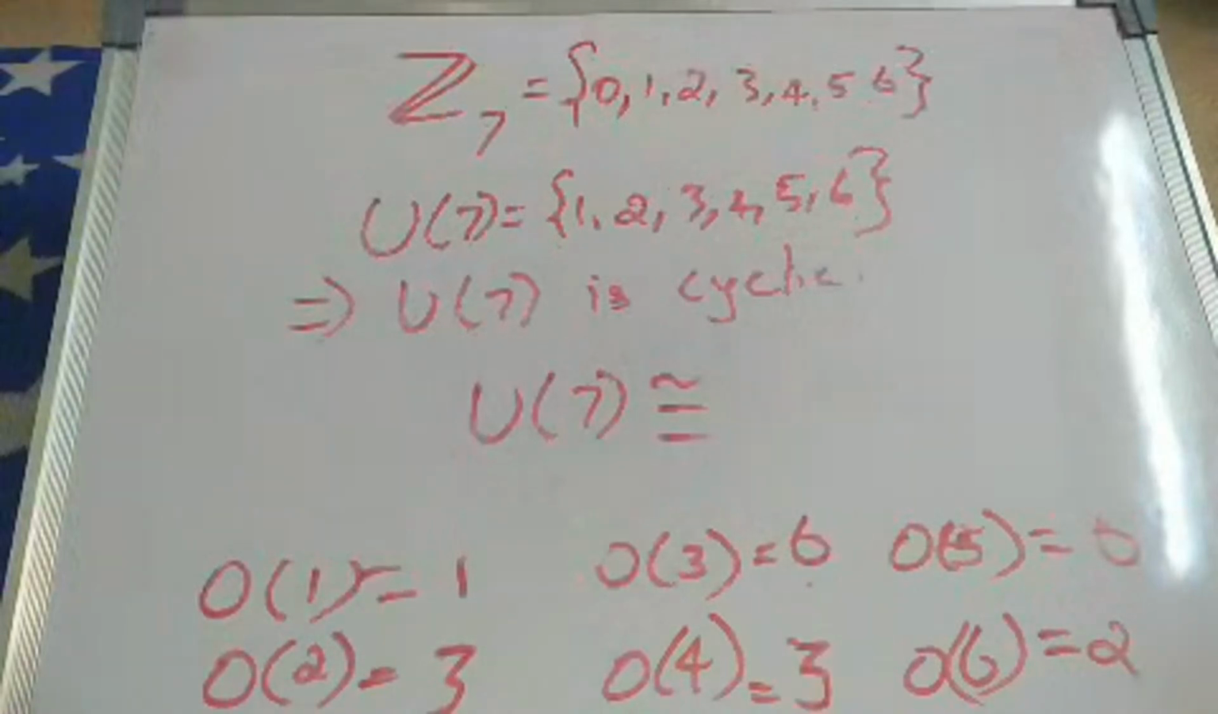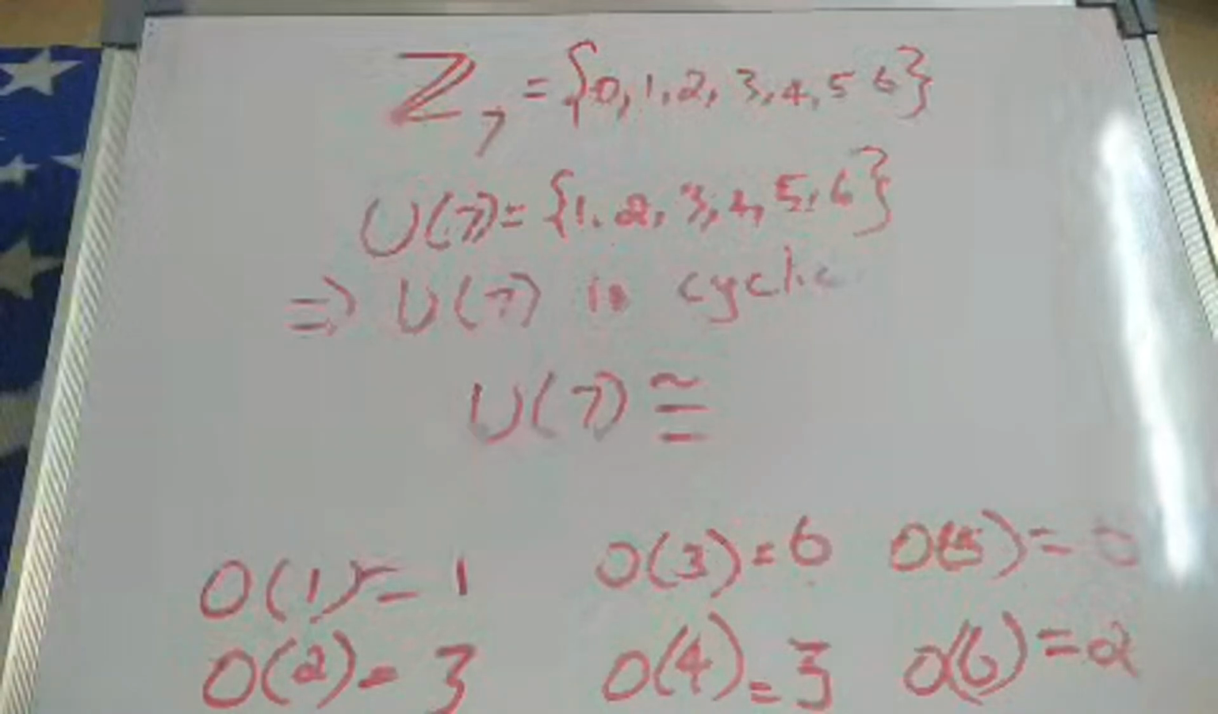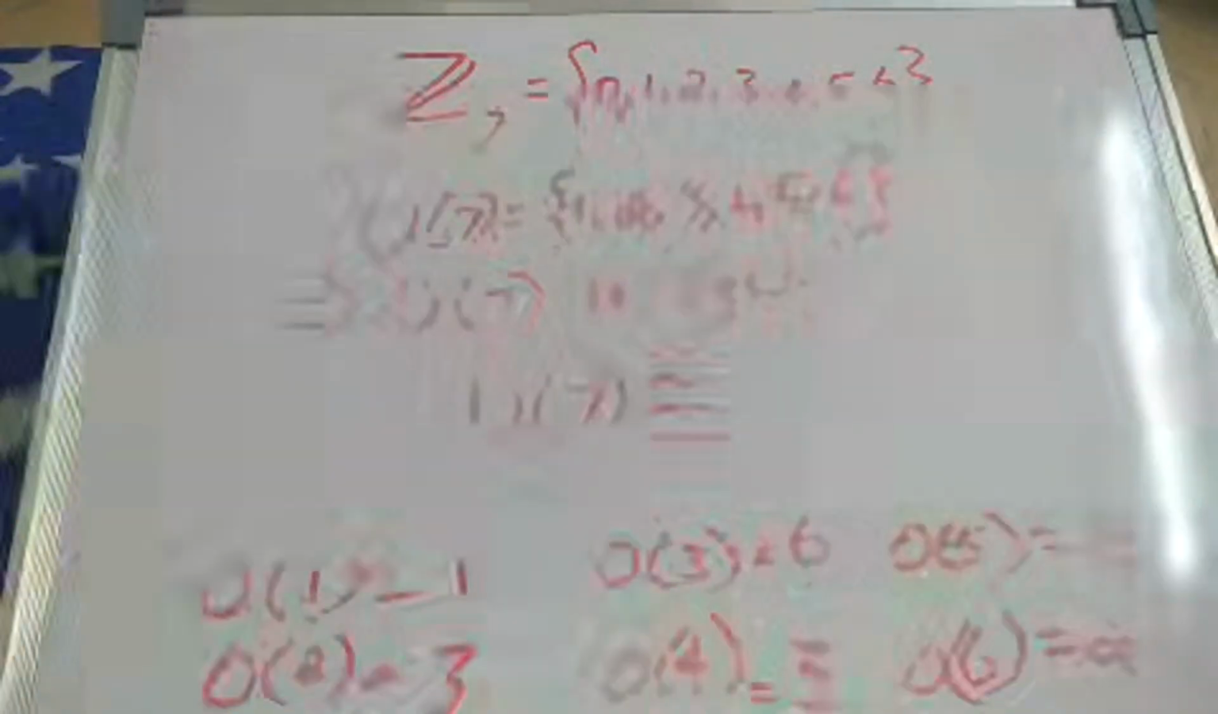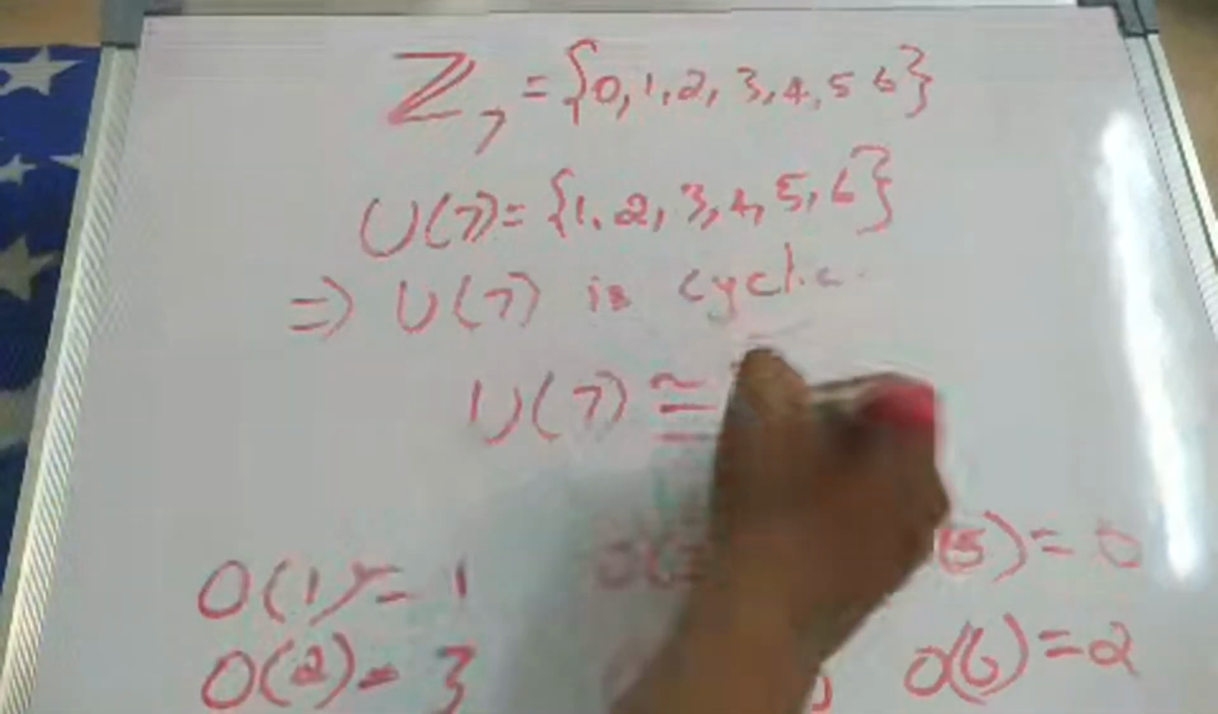So there is a usual confusion which arises here. U of 7 is cyclic, so our obvious thinking goes to 7 as Z7, but it is not true. So this is isomorphic to Z6.